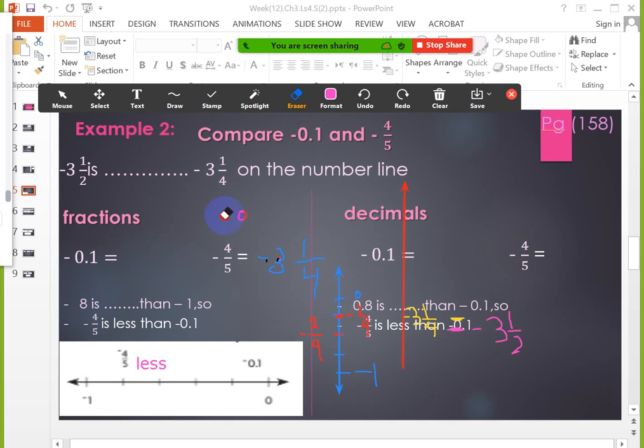I want to compare between those numbers with another way. Look, negative 0.1 tenth and negative 4 over 5. Okay, last examples, the first one was decimals, the second one was a fraction or mixed number. Now I want to compare between what? Between a fraction and a decimal.